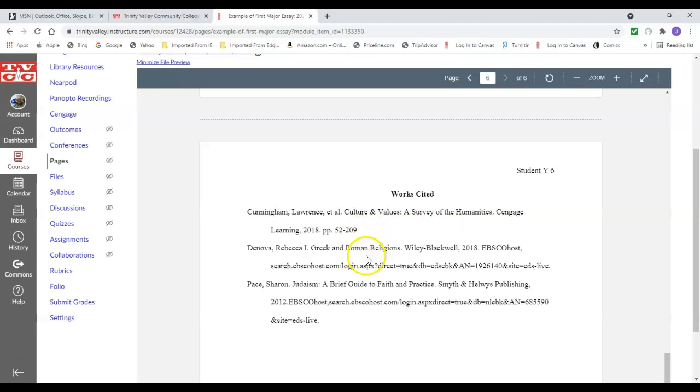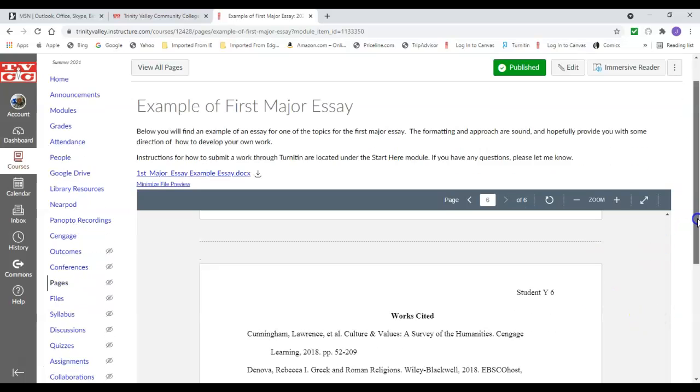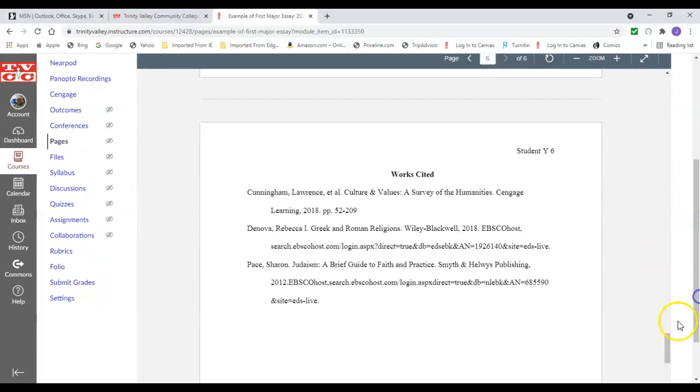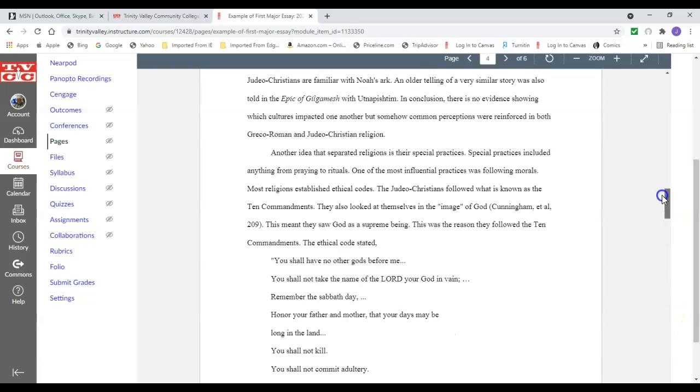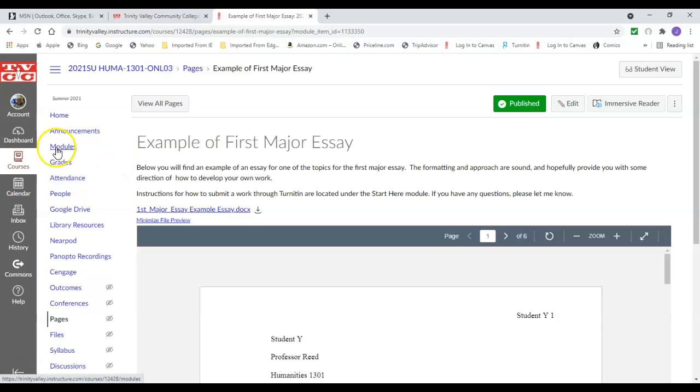The title is here. This title right here should have been italicized. This title should have been in quotation marks, as should this one. But you'll see that these are details that they've used for the essay itself. And so this gives you an example of how your essay should look. It's just about the right length. And so this gives you an idea of how it looks.